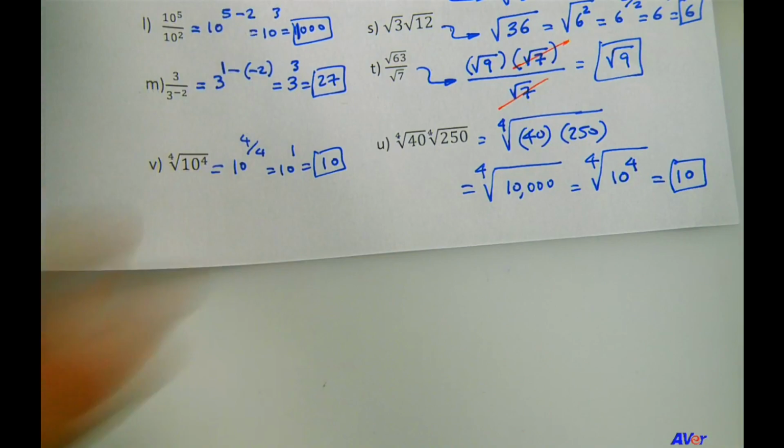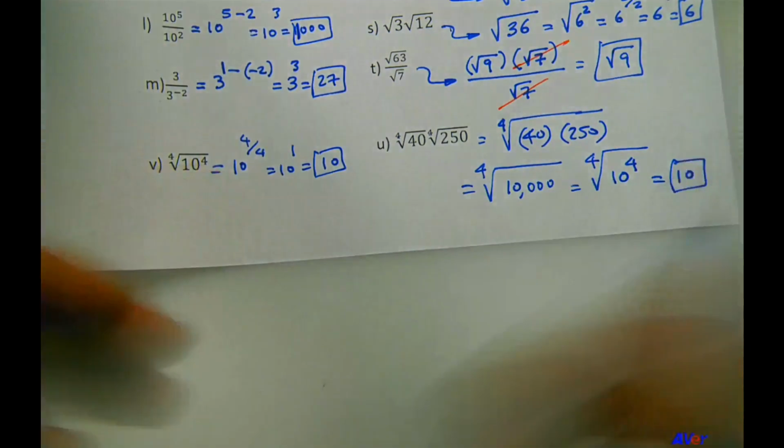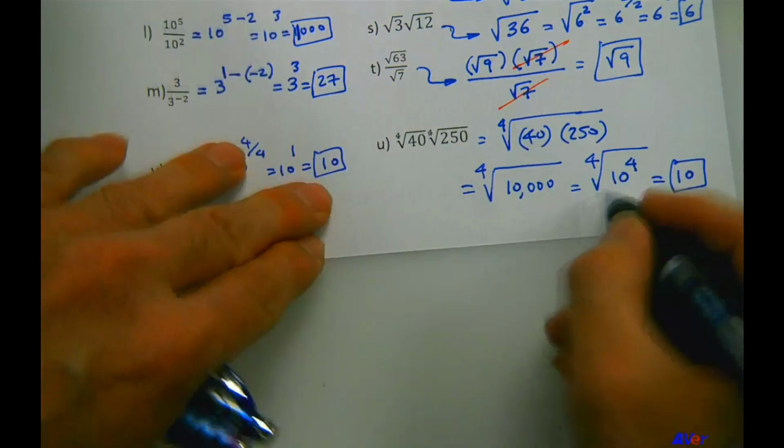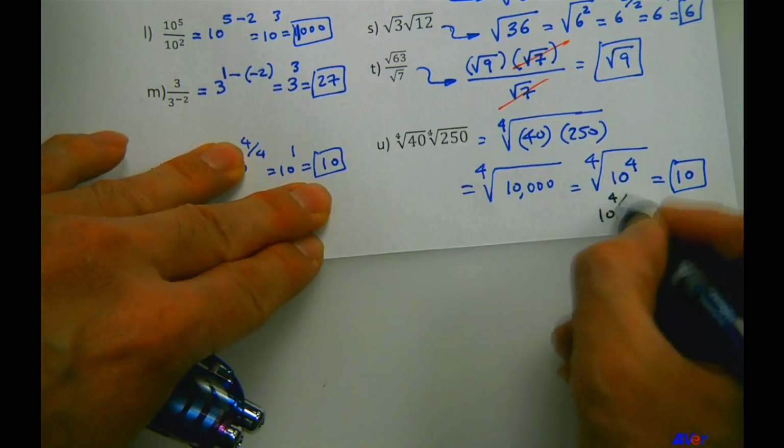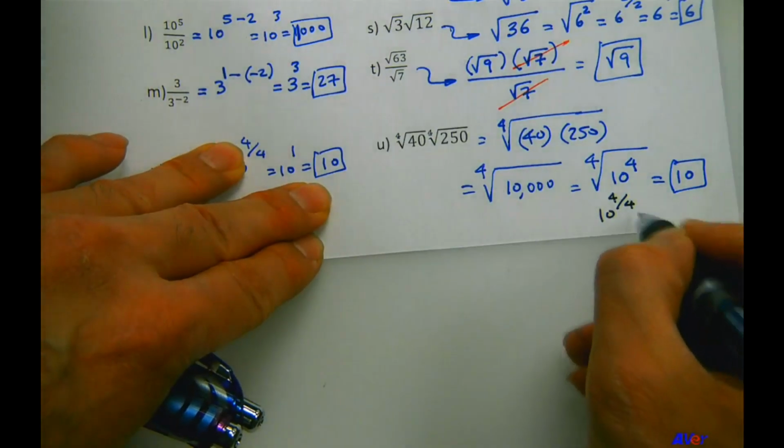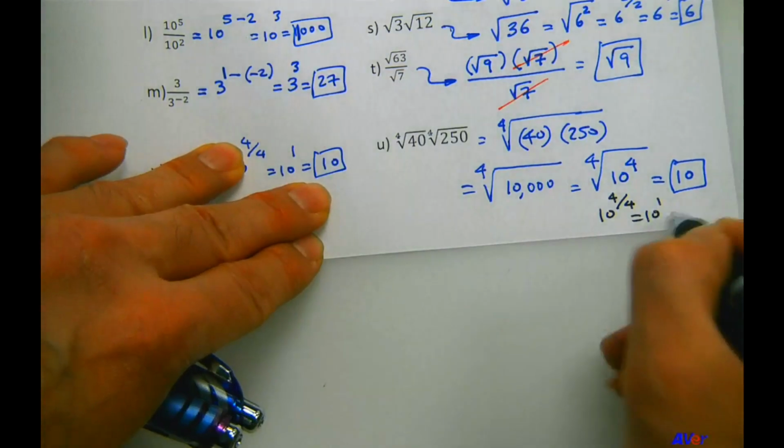Okay? Let me not skip a step here. So this would be 10 to the 4 over 4 power, or 10 to the 1st power, which leads to that.